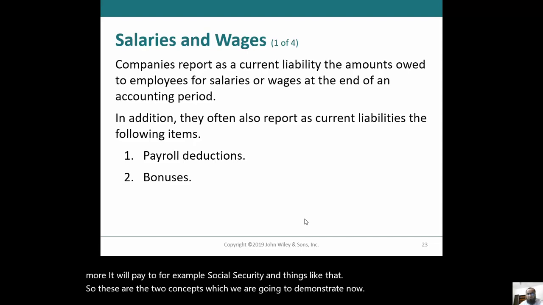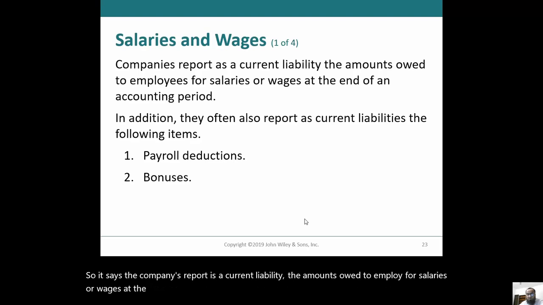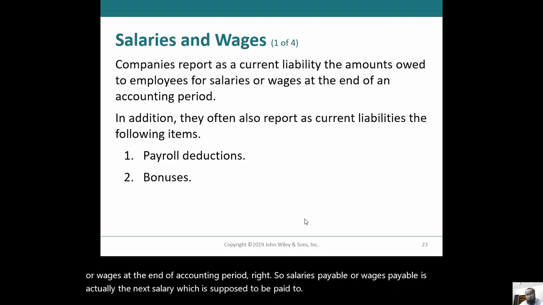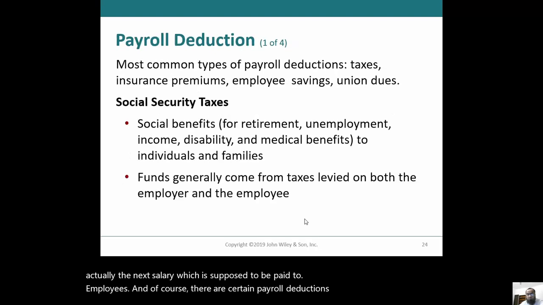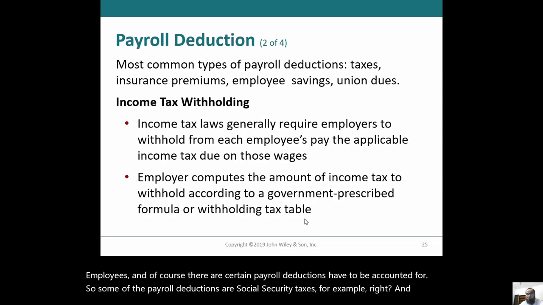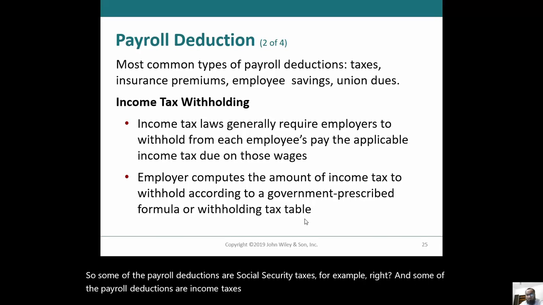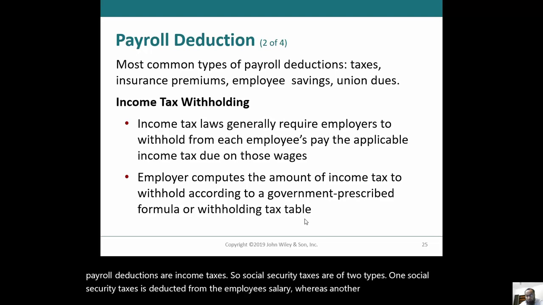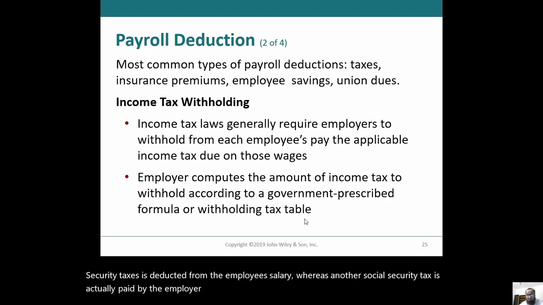It says the company reports as a current liability the amounts owed to employees for salaries or wages at the end of the accounting period. Salaries payable or wages payable is actually the net salary which is supposed to be paid to employees. And of course, there are certain payroll deductions which have to be accounted for. Some of the payroll deductions are social security taxes, for example, and some are income taxes. Social security taxes are of two types. One is deducted from the employee's salary, whereas the other is paid by the employer over and above the employee's salary.